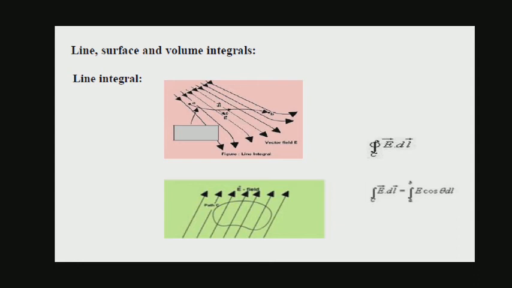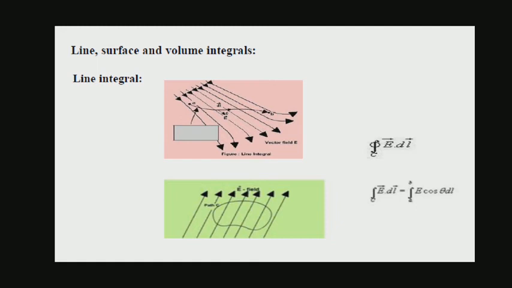Line, surface and volume integral. Vector F and phi respectively represent vector and scalar function of space coordinates. C, S and V represent path, surface and volume of integration. First one, line integral. Line integral is the dot product of a vector with the specified C given a vector E around C.